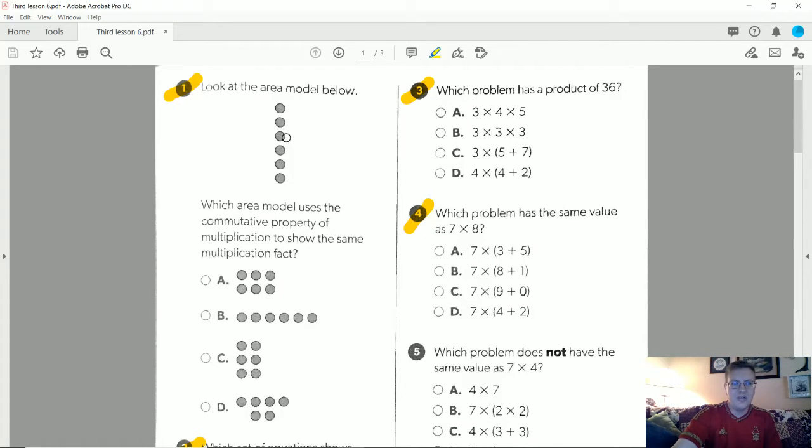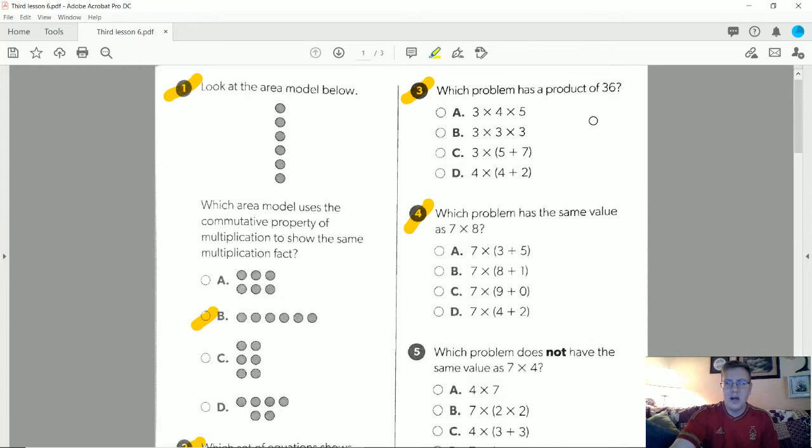Looking at the area model, we have a column of 6. And so using the commutative property to show the same multiplication fact, we could say 6 rows of 1, so 6 times 1, and then 1 times 6, and that would be letter B.